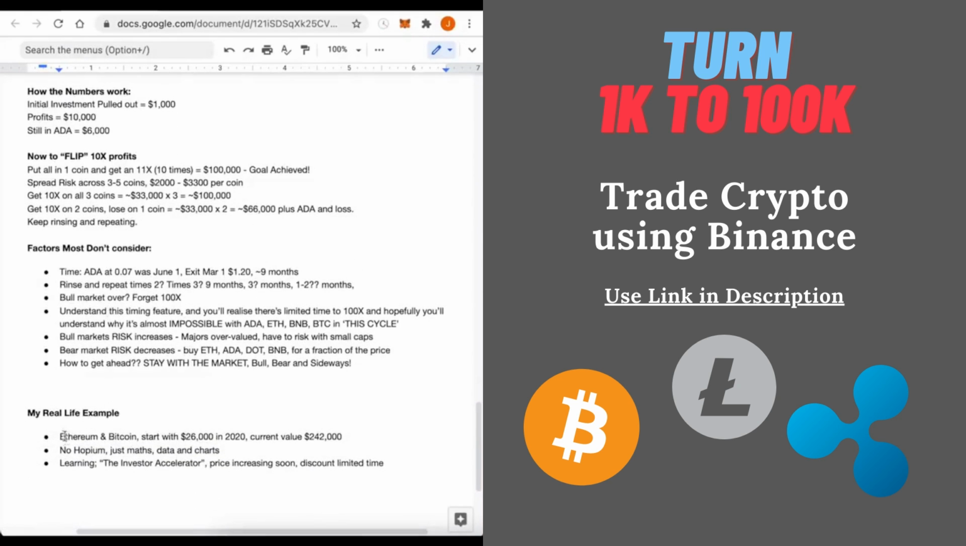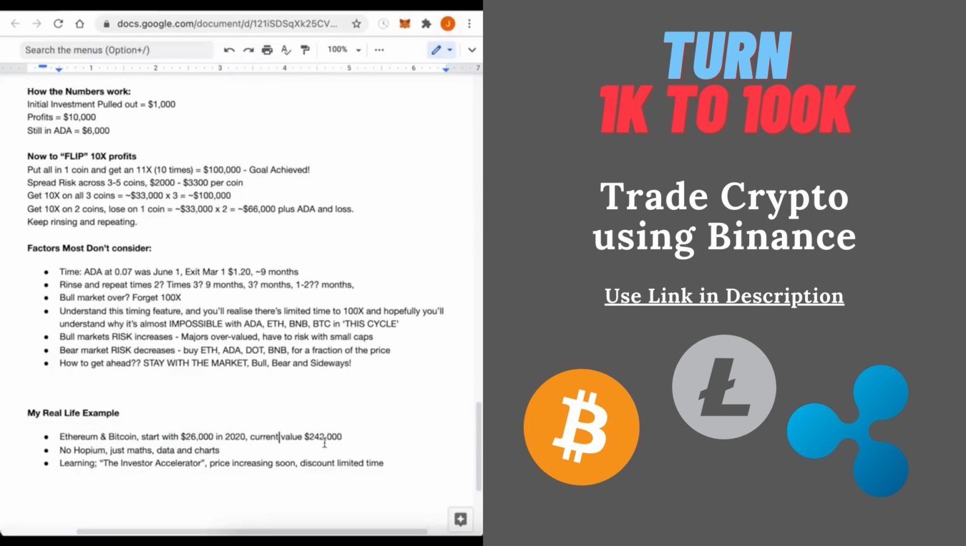Real life examples, like I said, Ethereum, Bitcoin, this is my retirement fund, 26,000 in 2020. Current value is 242,000, and I post that on Instagram stories along with daily Q&A at the moment.